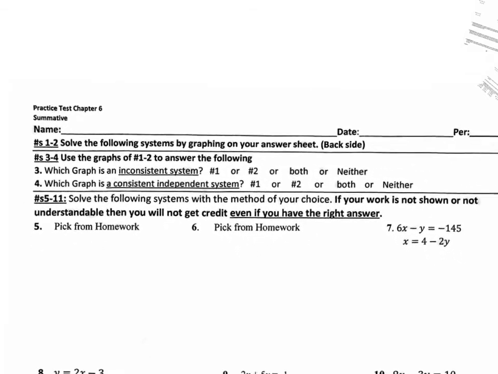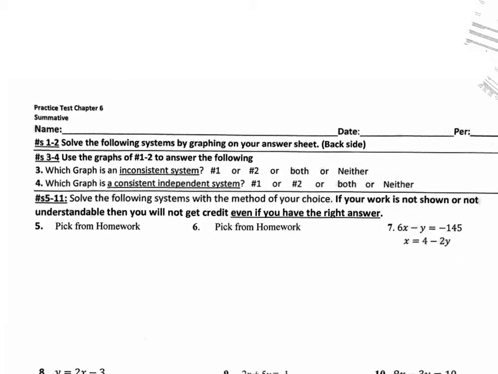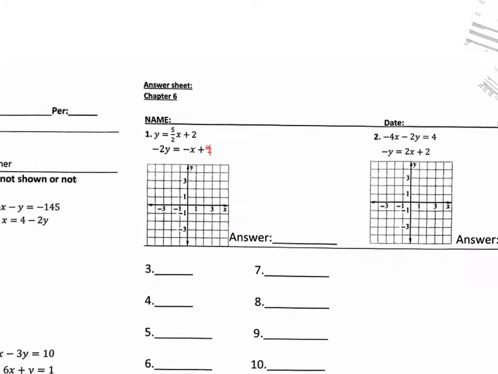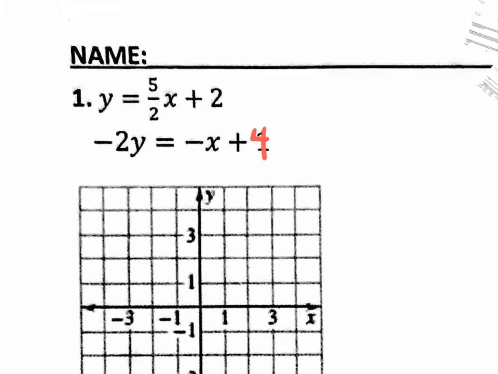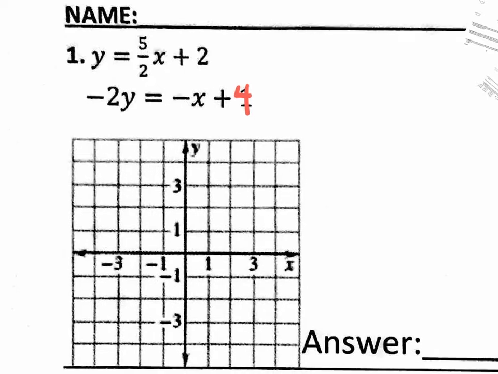So, as you can see, this is the front part of the test. It says questions numbers 1 and 2. Solve the following systems by graphing on your answer sheet. It says backside. So you actually have to flip this paper over to see the backside, and it says up here answer sheet. So you flip it over and you'll see this backside. And there is a couple of typos on this practice test. I apologize. Make sure that you actually have a 4 down there on that first system of equations number 1.